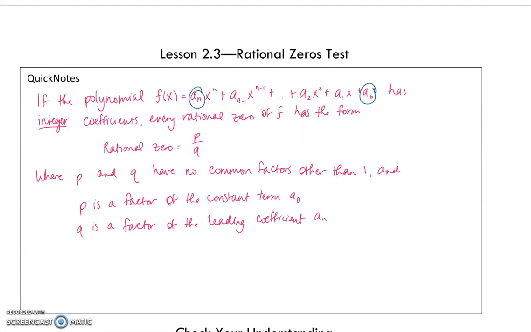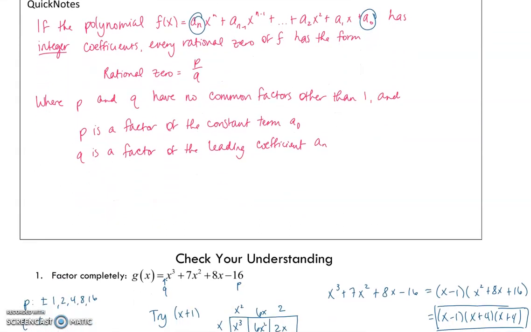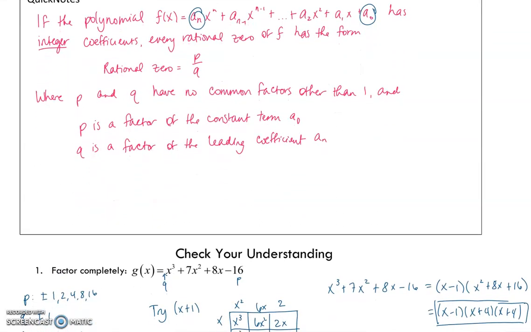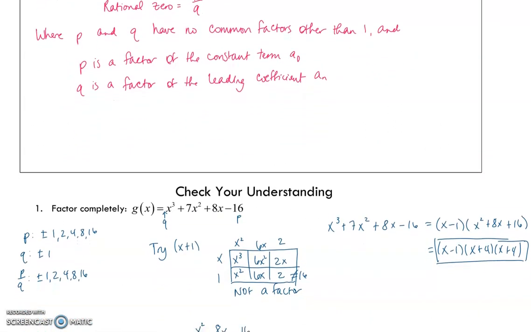Go ahead and pause the video, attempt to check your understanding, and then hop back on here so you can see how you did. Hopefully you have done that. Welcome back. So our check your understanding, I first started with listing out all of the factors of 16. So 1, 2, 4, 8, 16, all the factors of 1, which is my leading term, and then all of the factors of p over all the factors of q are just the repeat of the factors of p.